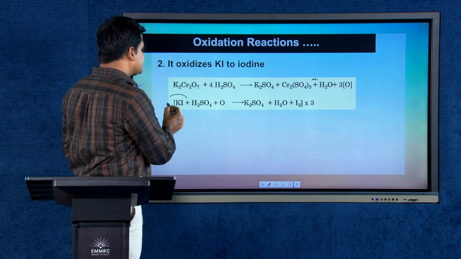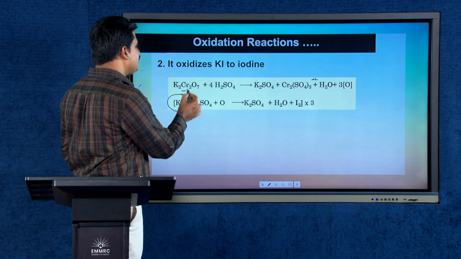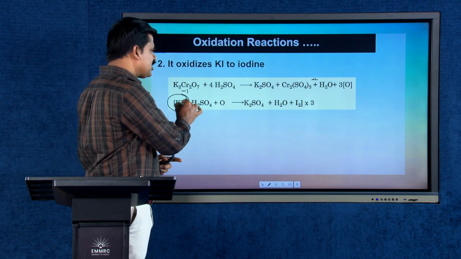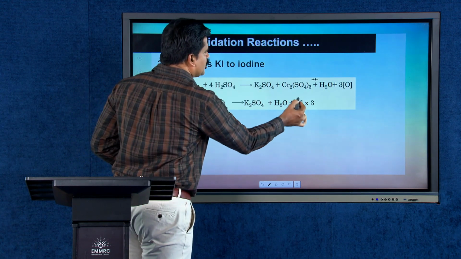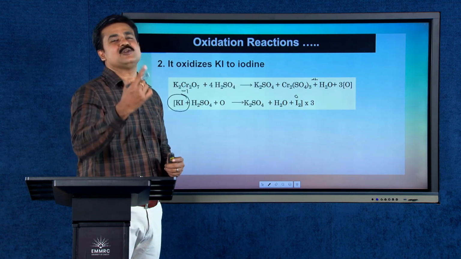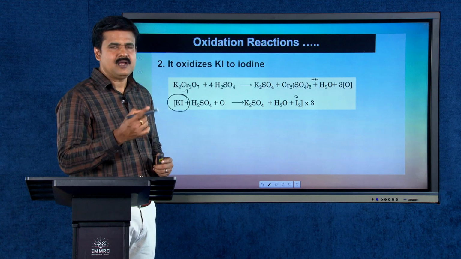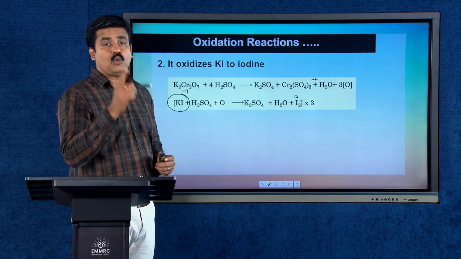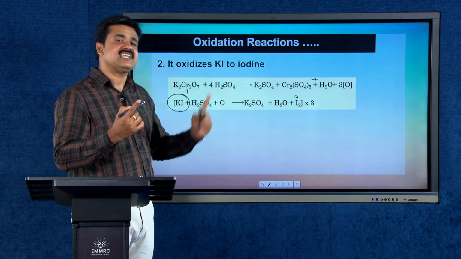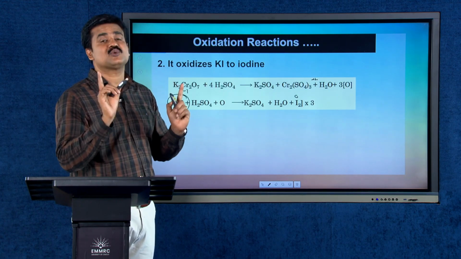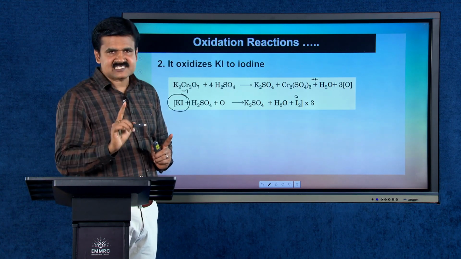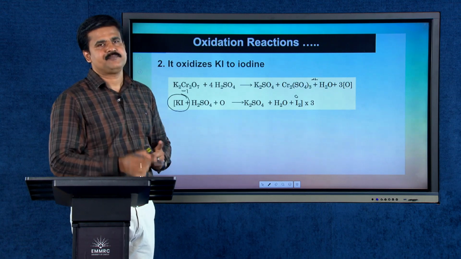Look at the oxidation state of iodine here. Here iodine is present in -1 oxidation state. K+ and I- is potassium iodide. That potassium iodide is converted to I2. In I2, iodine is in 0 oxidation state. So, there is an increase in oxidation number of iodine from -1 to 0. That is, oxidation happens to potassium iodide. The reagent responsible for that oxidation is acidified K2Cr2O7 itself. So, acidified K2Cr2O7 oxidizes potassium iodide to iodine.